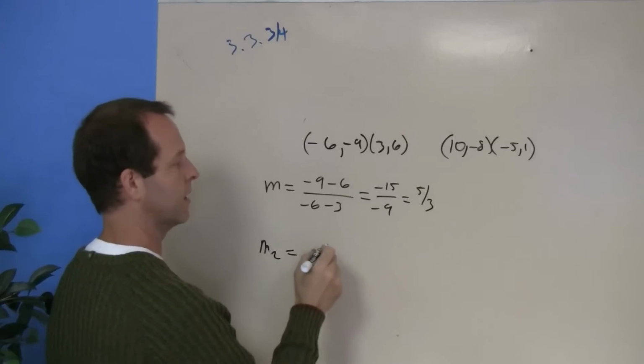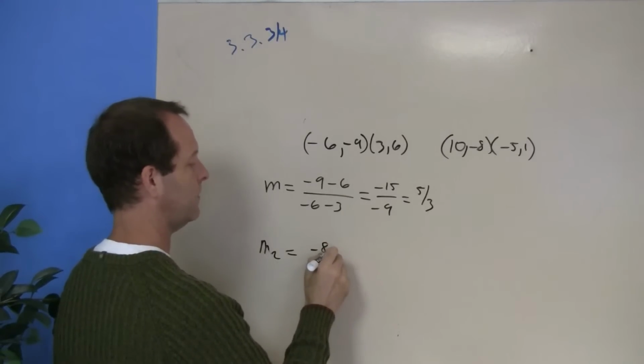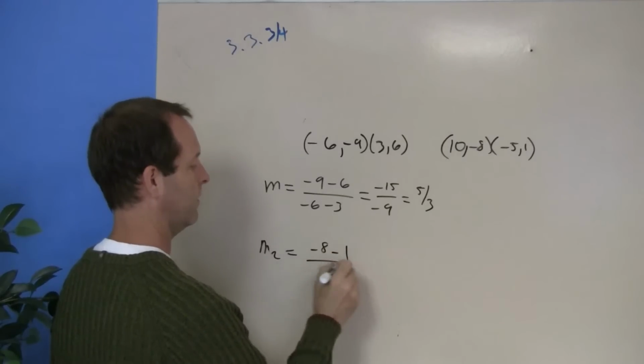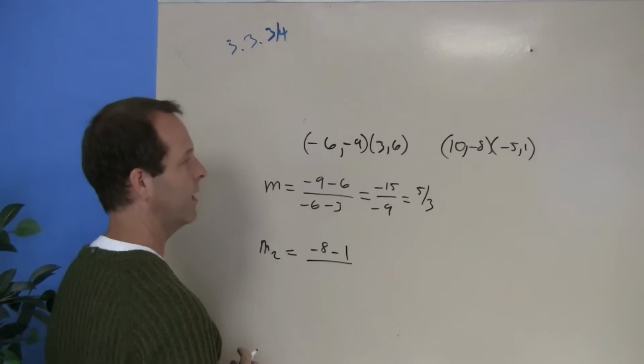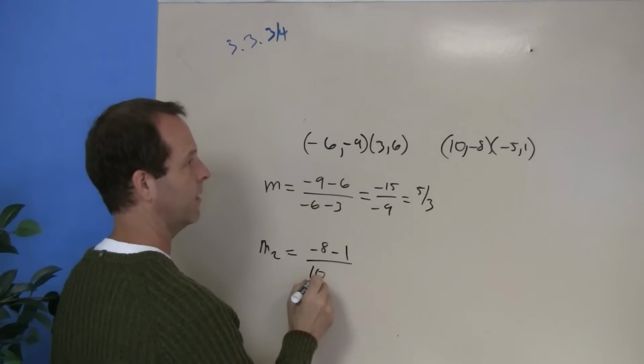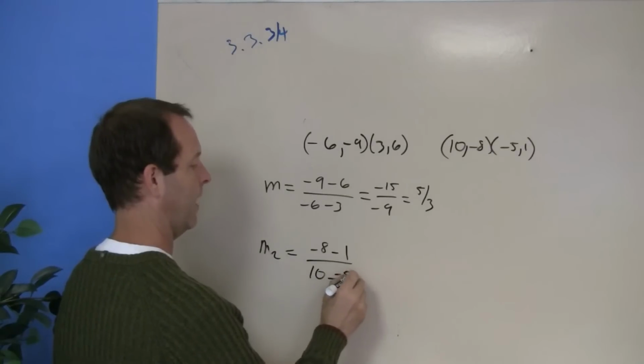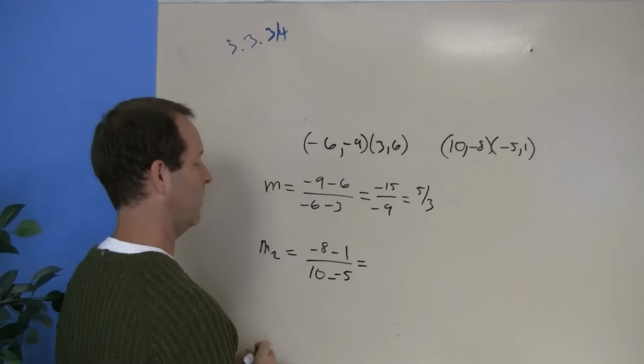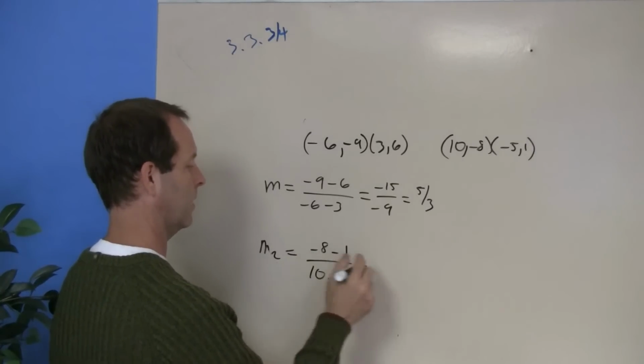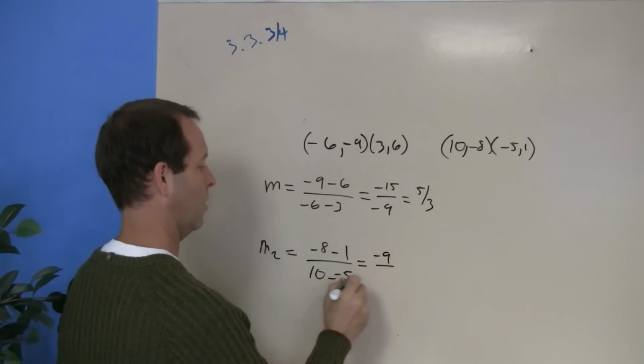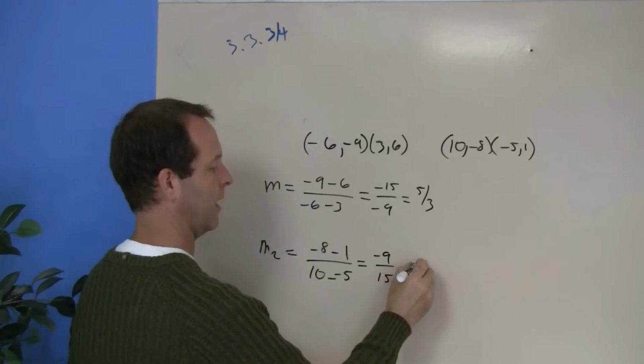its slope is negative 8 minus 1. That's y2 minus y1. And it's x2, 10 minus negative 5. So that equals negative 9 over 15, or equals negative 3/5.